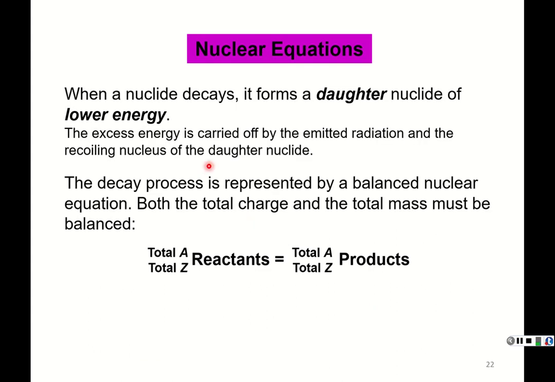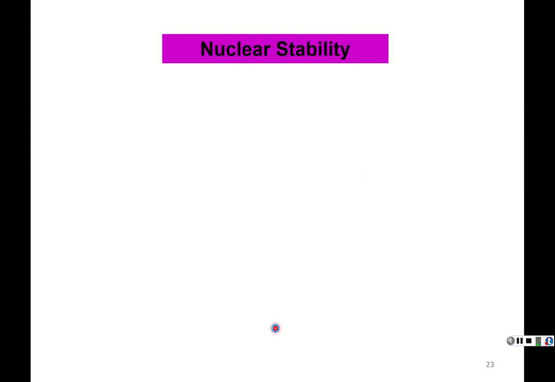All right, so nuclear equations. Okay, when a nuclide decays, it forms a daughter nuclide of lower energy. The excess energy is carried off by the emitted radiation and the recoiling nucleus of the daughter nuclide. The decay process is represented by a balanced nuclear equation. Both the total charge and the total mass must be balanced. Okay, so that's what the total A and total Z mean. Those have to be balanced.